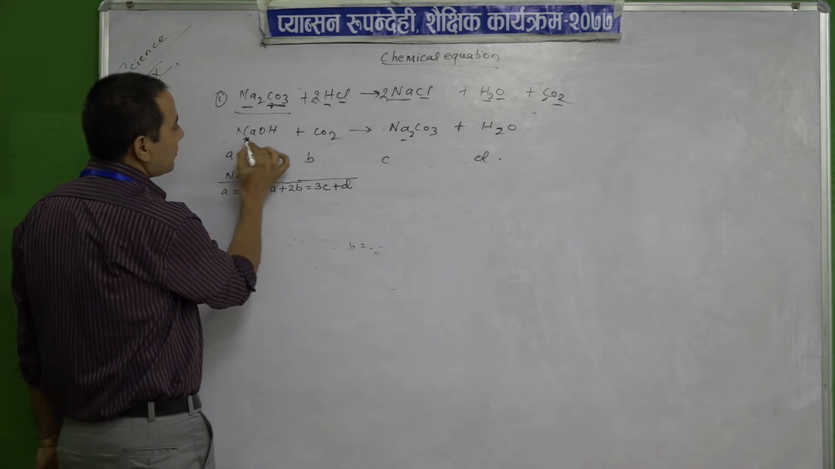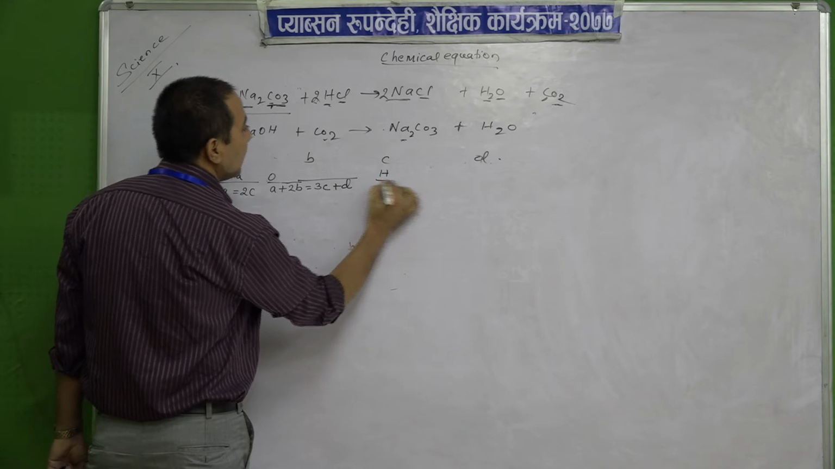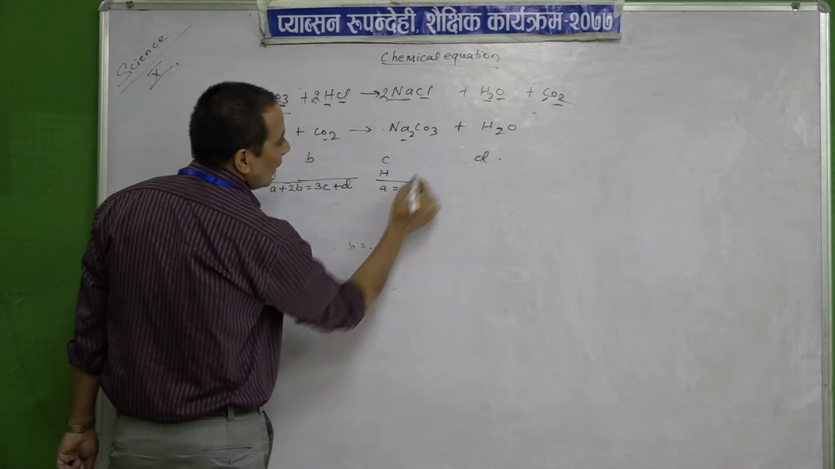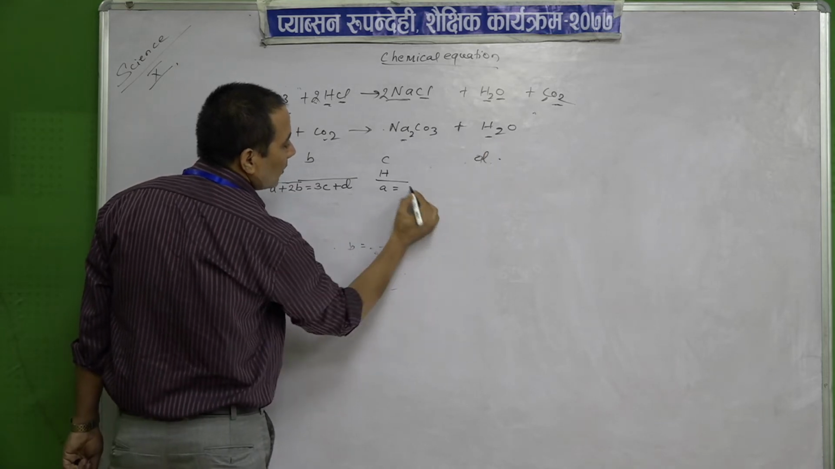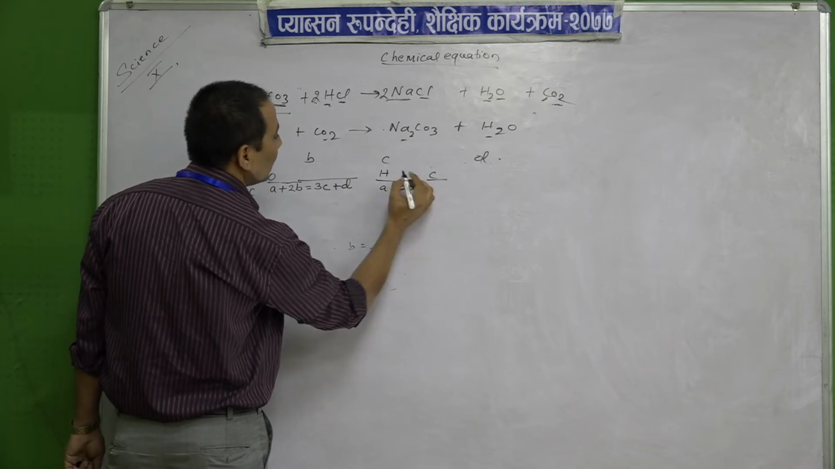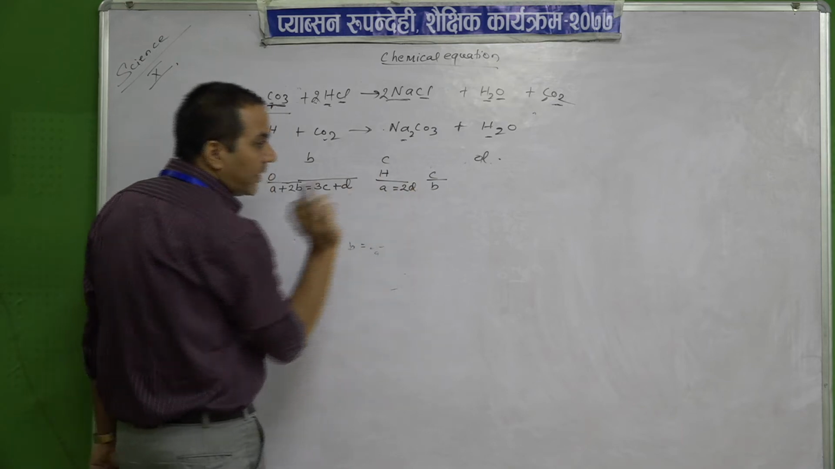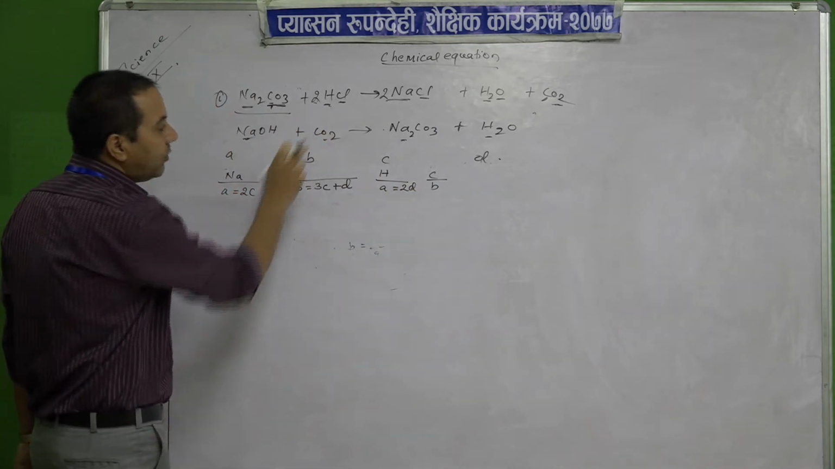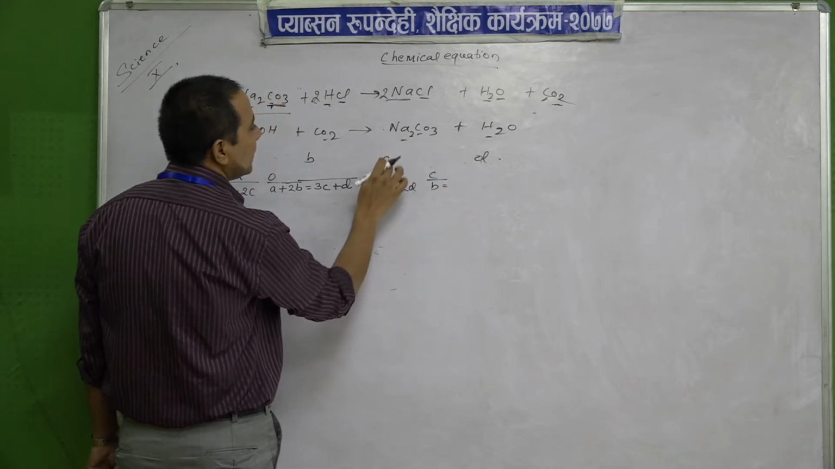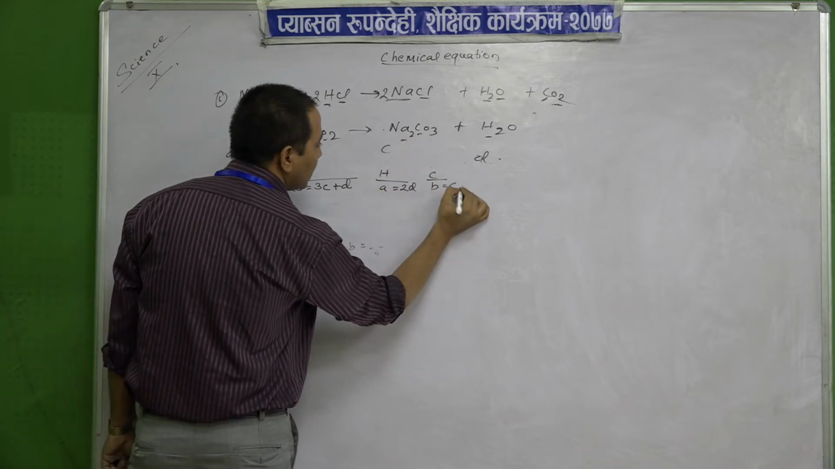Now sodium is finished, carbon and oxygen are also finished. Now hydrogen is there. How much hydrogen here? A equals to D. How much is D? Hydrogen 2 into D, 2D. And the next one, carbon, is B. So carbon is 1, so B equals to C.